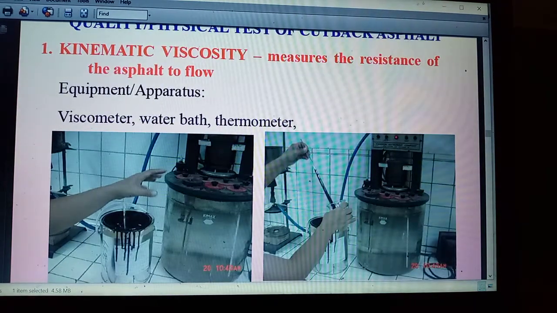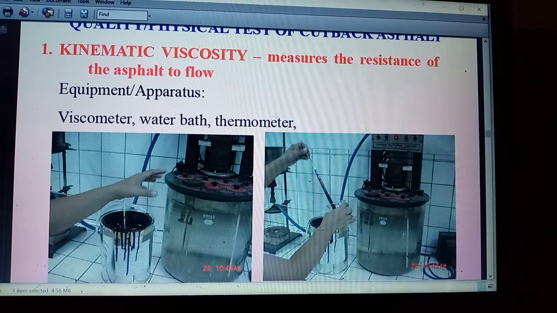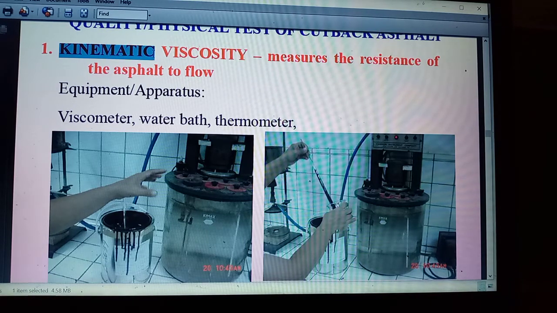Okay? So, ito naman, ito yung kinematic viscosity. Sa sinabi ko na, it measures the resistance of asphalt to flow. Kinematic viscosity. Okay? So, familiar ba sa inyo itong kinematic? Diba? Kinematic is parang dynamics. Sa dynamics yan. Meron tayong kinematics. Viscosity. Again, yung gamitin natin na equipment at aparatos is viscometer.